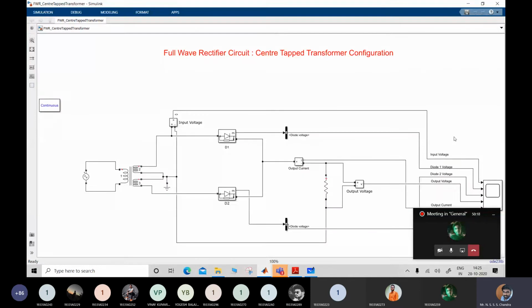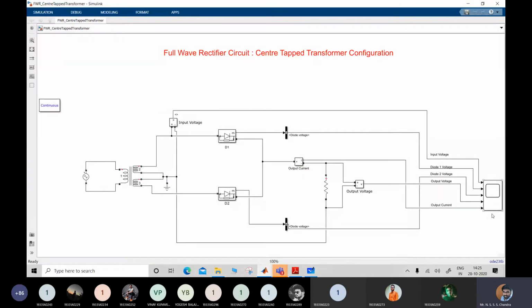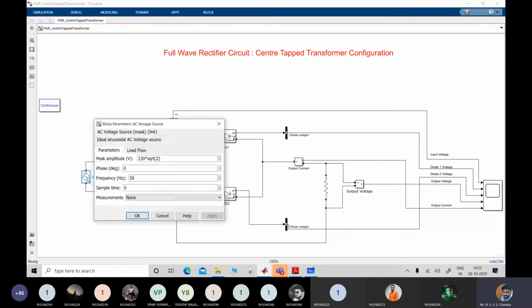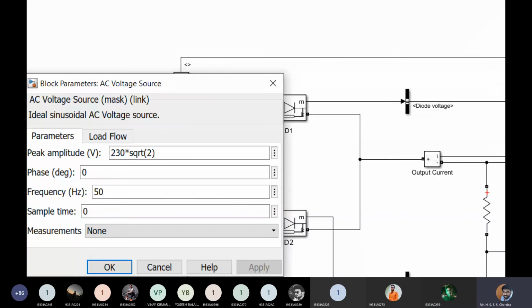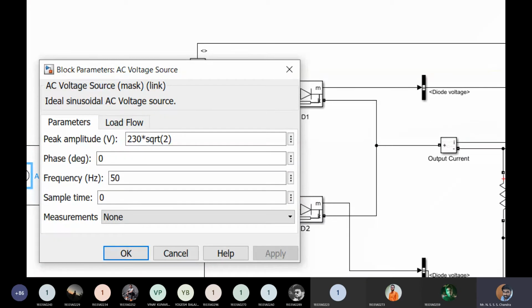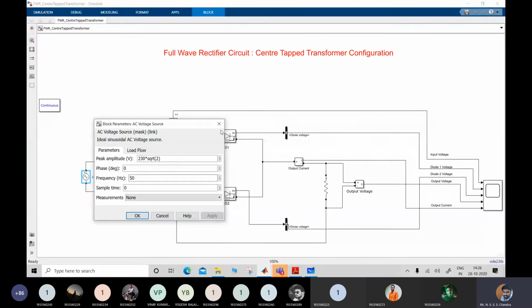So this is a center tap configuration. Okay, can you see this? So what is the AC voltage that you are seeing over here? What supply am I giving? 230 volts AC, sir. 230 volts AC. So 230 is the RMS value, whereas the peak value is 230 into square root 2.